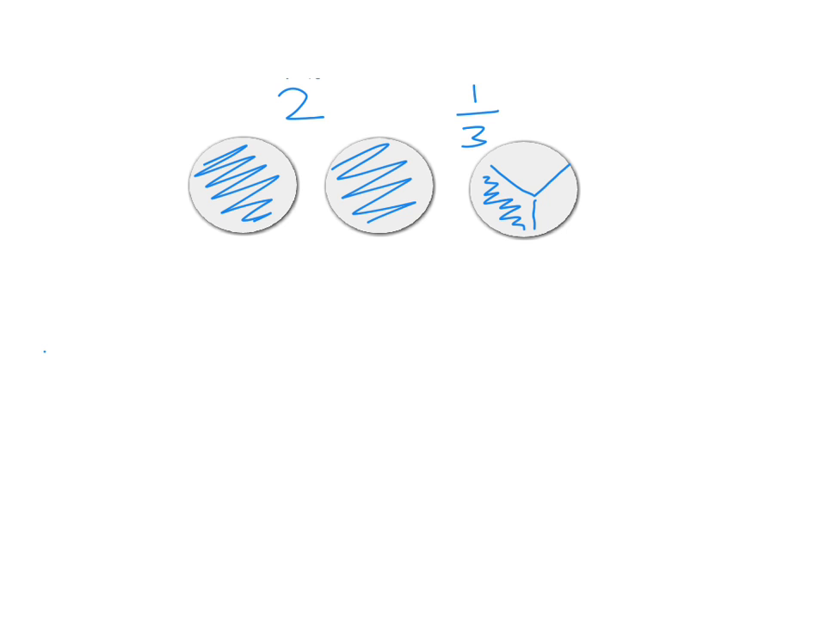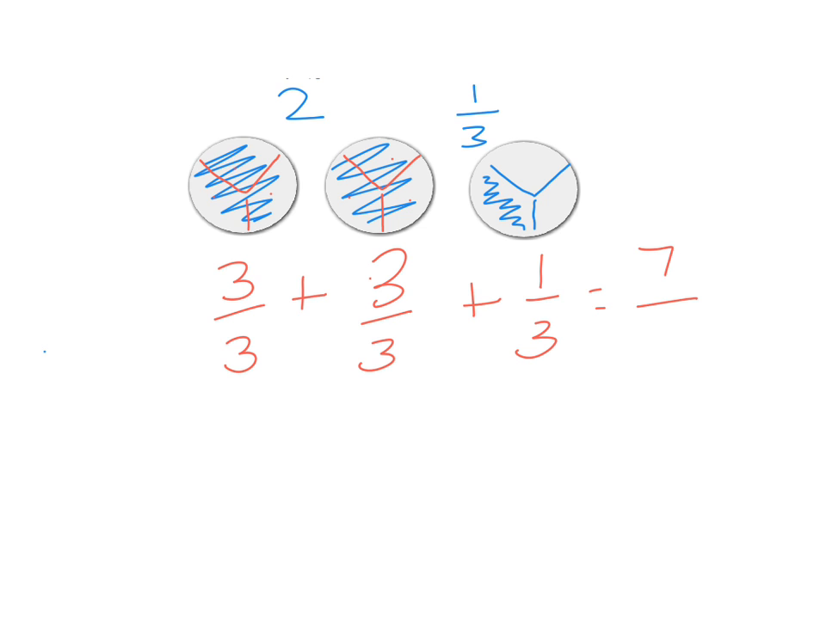The first thing that I'm going to do is divide the whole numbers into thirds. So I'm going to divide this into a third and this into a third. So now instead of 2 wholes, I can count this up. 1, 2, 3. One whole is the same thing as 3/3, plus 1, 2, 3, another 3/3, plus 1/3. Now I can add these 3 fractions to get 7/3.